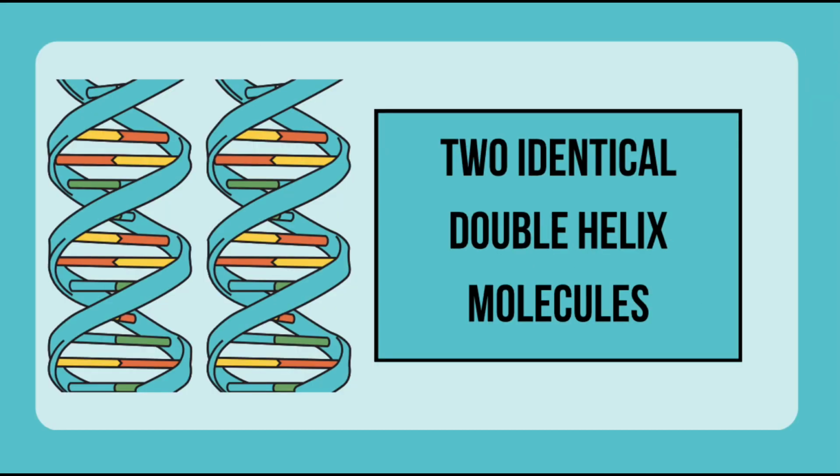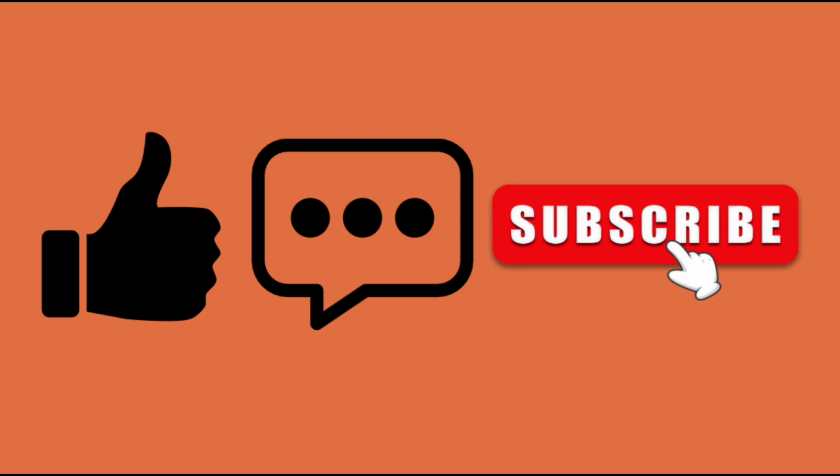At the end of replicating, there are two identical double helix molecules. The two strands each contain one original strand and one new strand. Well, that was a quick review of DNA replication.